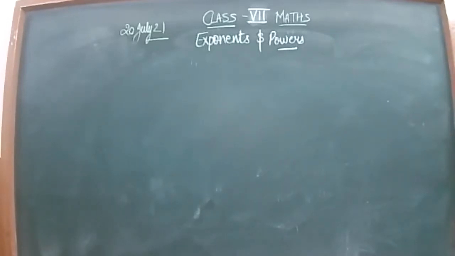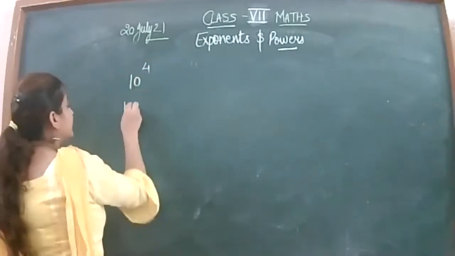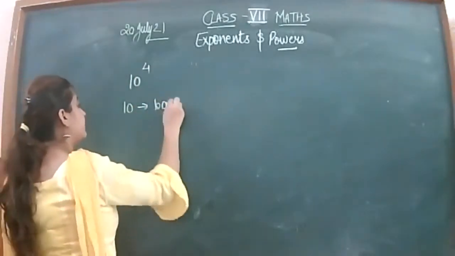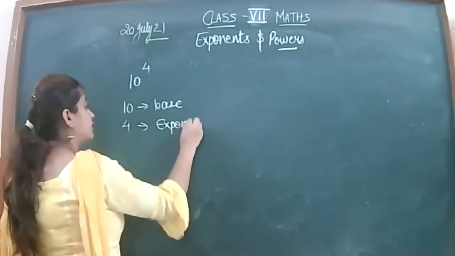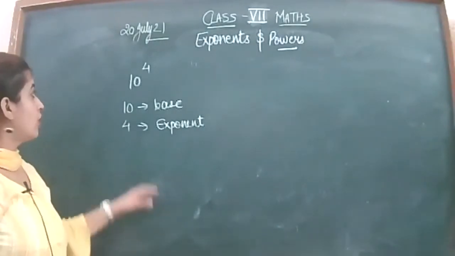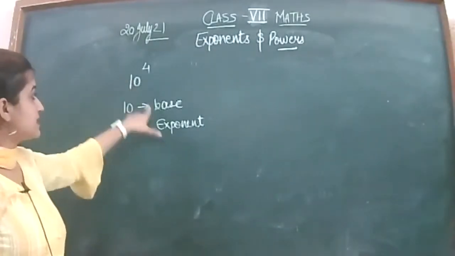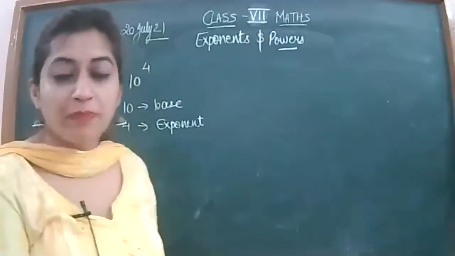If I write 10 raised to power 4, then 10 is the base here and 4 is your exponent. Base is 10, raised to power 4, that is your exponent, that is your power.